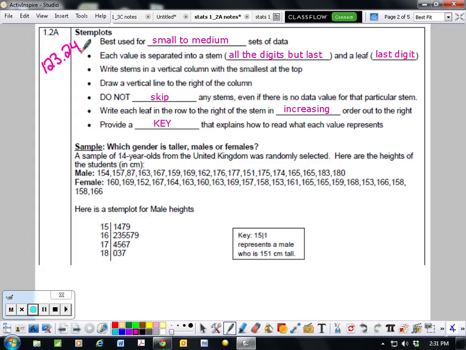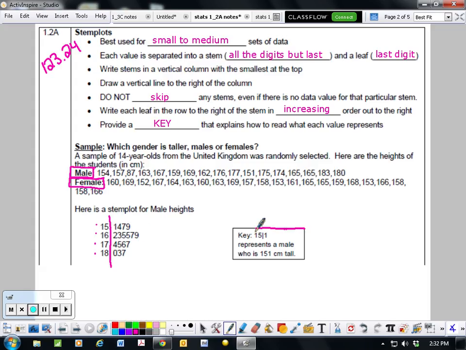So for example, we have the heights of male and female students. So here's our male students, here's our female students. And we have a stem plot for the male heights. So here's our stems, 15, 16, 17, and 18. And then we have our vertical line, and then we have our leaves off to the side. And you can tell from our leaves that they go in increasing order. So 1, 4, 7, 9, 2, 3, 5, 5, 7, 9, so on and so forth.